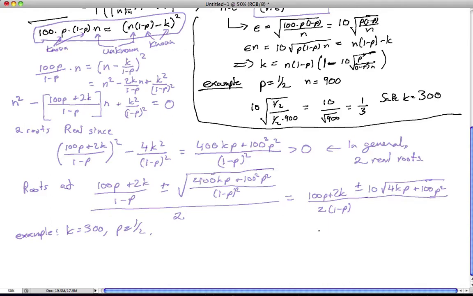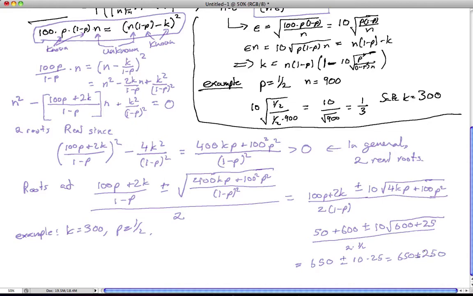100 times p becomes 50, plus 2k is 600, plus or minus 10 times the square root of 4 times k times p. Well, 4 times p is 2, and 2 times k is 600. 100p squared is a quarter, and 100 times a quarter is 25, which is nice because 625 has a nice square root. All divided by 2 times 1 minus p, which is 2 times 1/2, which is just 1. So this thing becomes 650 plus or minus 10 times 25, or 650 plus or minus 250.